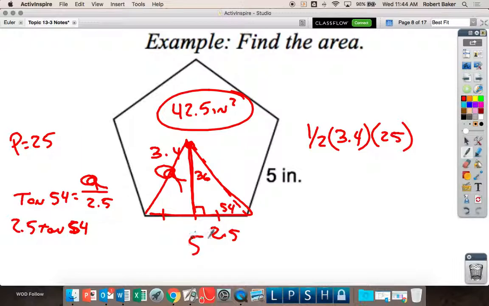There's also a triangle in here that you could do 1/2 the base times the height and then multiply that by 5 because there's 5 triangles in there. But you only know this number once you solve for this number. Then you could do 1/2 base times height, but it's almost easier just to use that one.